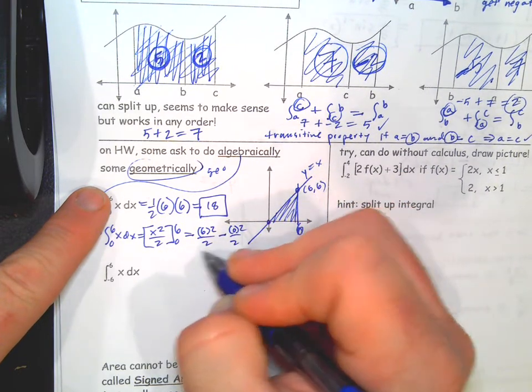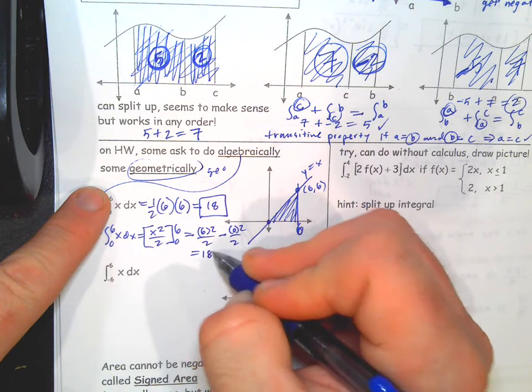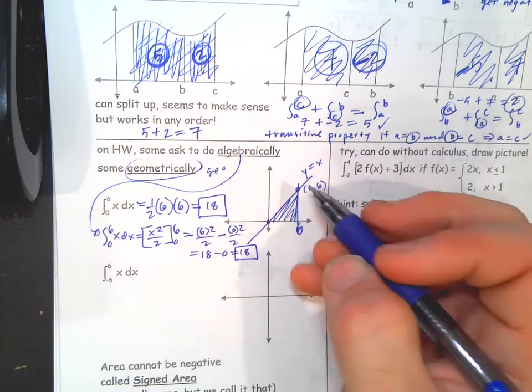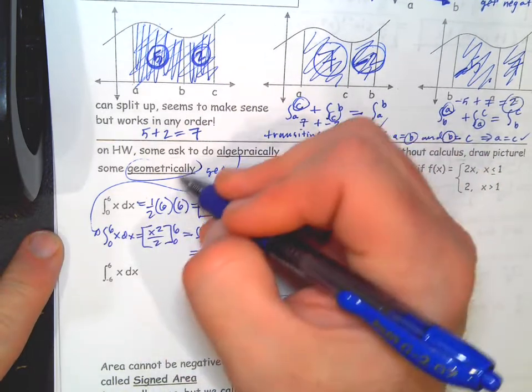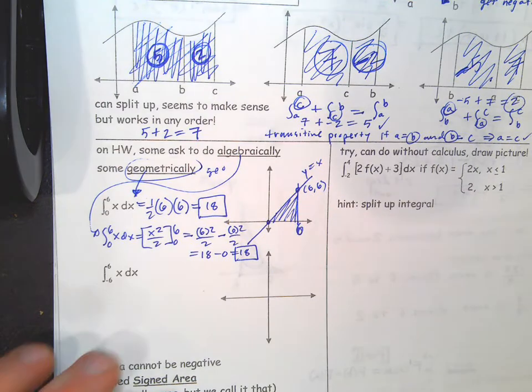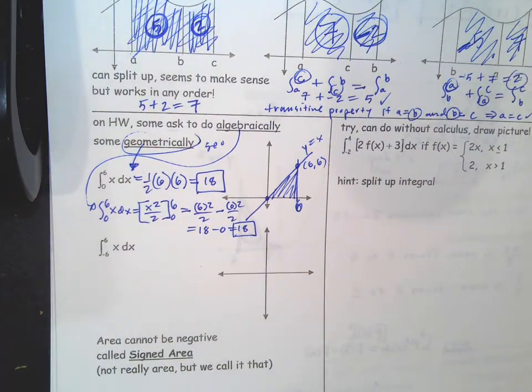And so then you're going to get 36 over 2 is 18, minus 0 is 18. Same answer. So that's algebraically, that's geometrically. They should get the same answers. Now, this next one, let's see. What do you guys think?